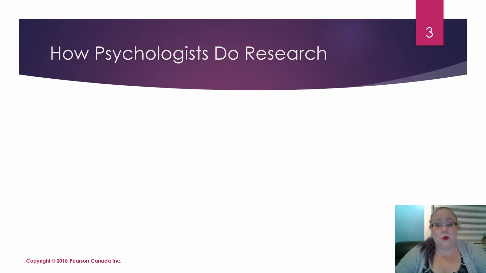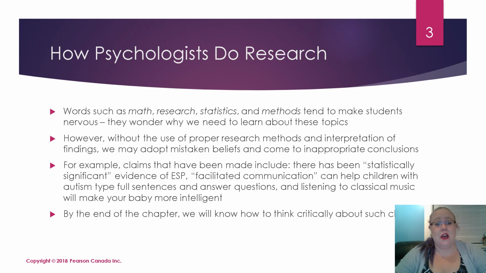So in Module 1, we are going to talk about how psychologists do research. Words such as math, research, statistics, and methods tend to make students nervous. They wonder why we need to learn about these topics. However, if we did not have proper research methods and ways to interpret our findings, we may adopt mistaken beliefs and come to inappropriate conclusions.